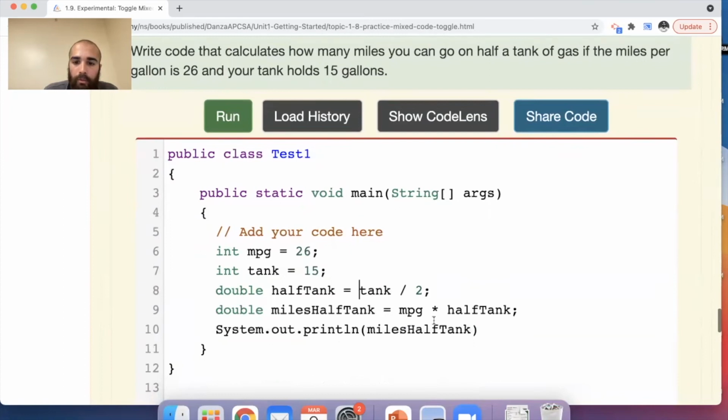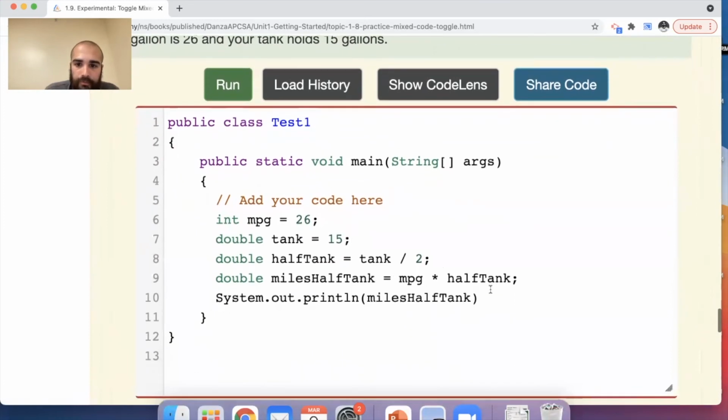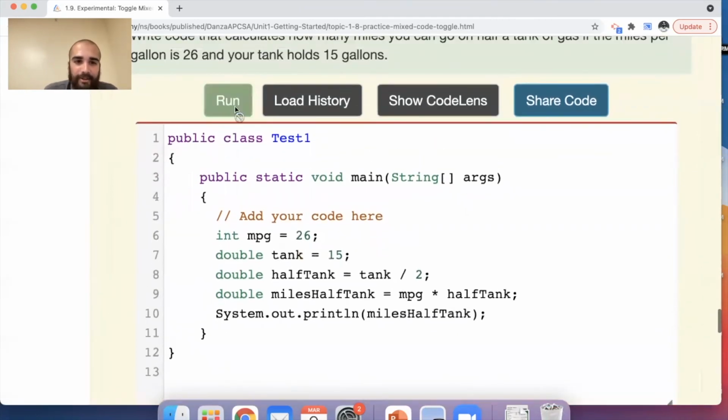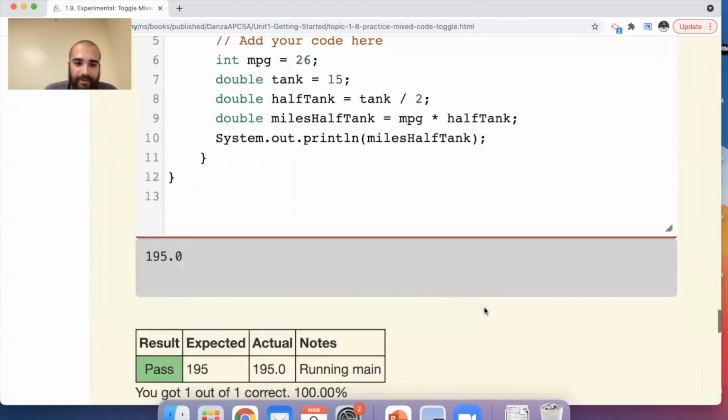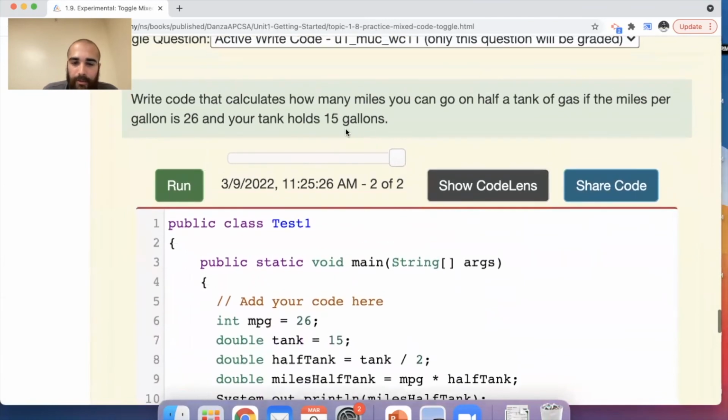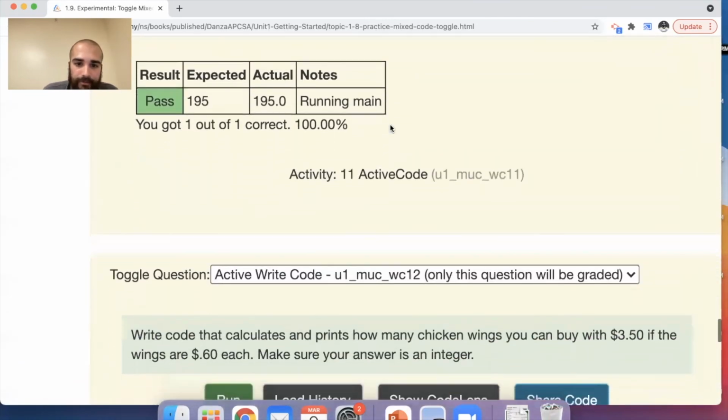Put a double right here. So maybe I should have just made this a double. I'll go ahead and do this. All right, let's take a look. Run it. Good stuff. So it says expected 195. We actually created one with a decimal. It didn't say that needed double as the answer. So we got to work.